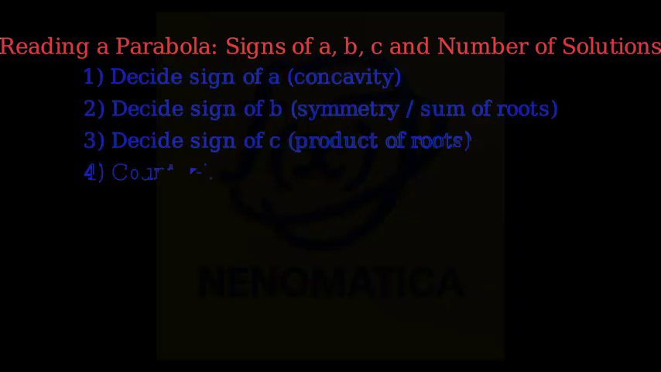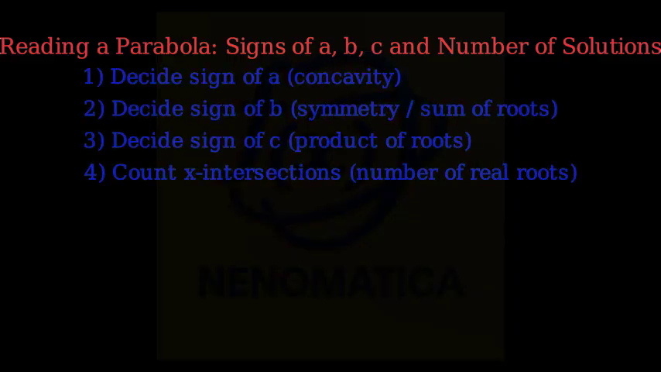We will follow a simple algorithm. Step 1. Determine the sign of A from the concavity. Step 2. Use symmetry or the sum of the roots to decide the sign of B. Step 3. Use the product of the roots to decide the sign of C. Finally, count the intersections with the x-axis to decide the number of real solutions.